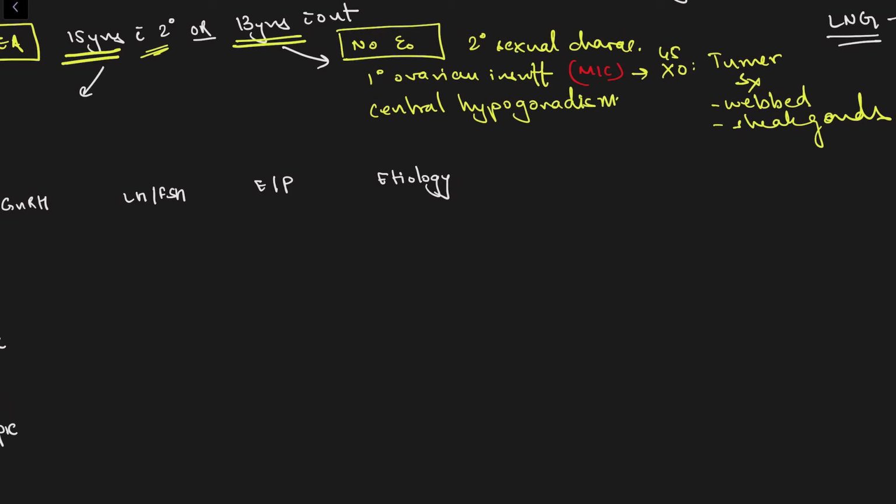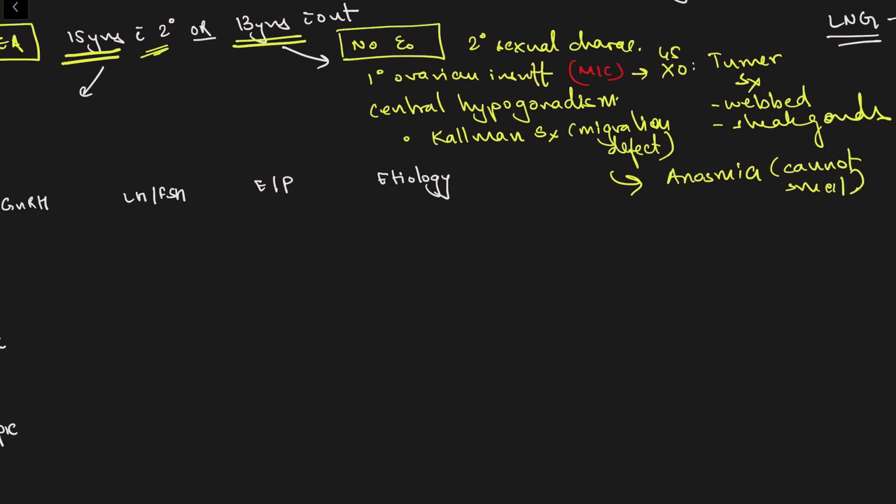Then there can be many causes for this, which can be Kallmann syndrome, where there is a migration defect and the patient suffers from amenorrhea with anosmia, that is, cannot smell. Right. There can be CNS tumors like galactorrhea or pituitary adenoma, prolactinoma basically. Then it can also be seen in states of constitutional delay and undernutrition.